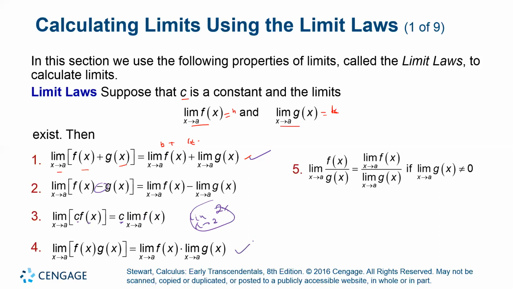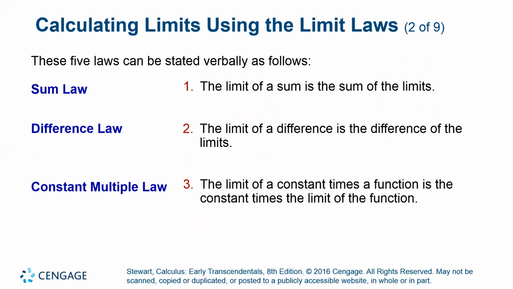The fourth law is the product. The limit as x approaches a of f times g is the same as finding the limit of f and the limit of g and then multiplying them. The same goes for the quotient, except that we put a restriction: the limit of the denominator is not 0, because if it's 0, then it's undefined.